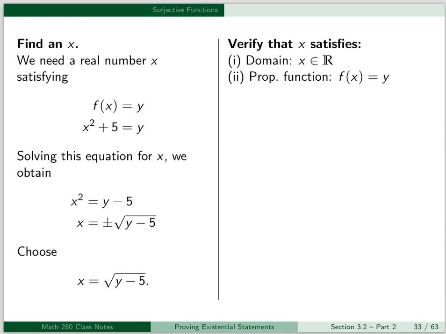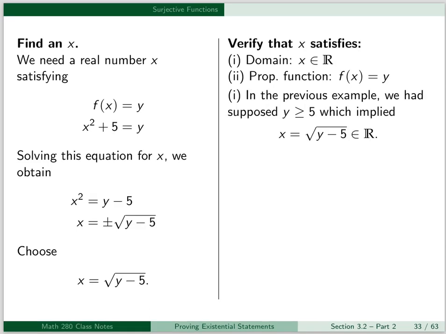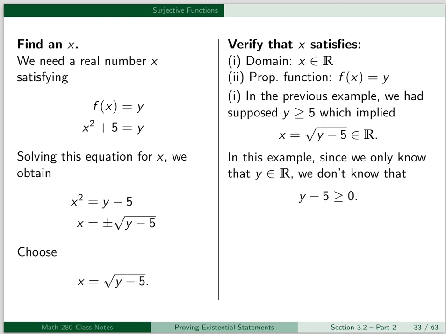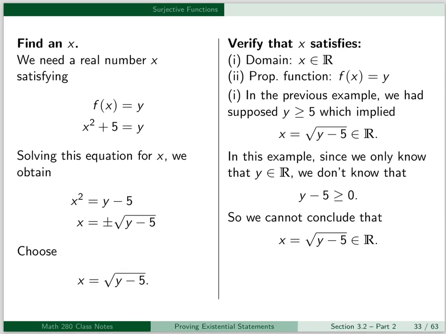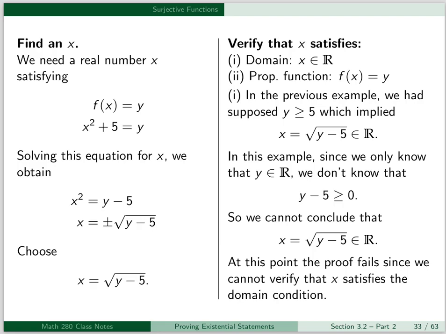Now we need to verify that x satisfies our two conditions. And in the previous example, we had supposed that y was greater than or equal to 5, which implied that x, which is the square root of y minus 5, was a real number. In this example, since we only know that y is in R, we don't know that y minus 5 is greater than or equal to 0. So we cannot conclude that x, which is the square root of y minus 5, is a real number, because y minus 5 could be negative, and then we'd have a negative underneath the square root. At this point, the proof fails, since we cannot verify that x satisfies the domain condition.